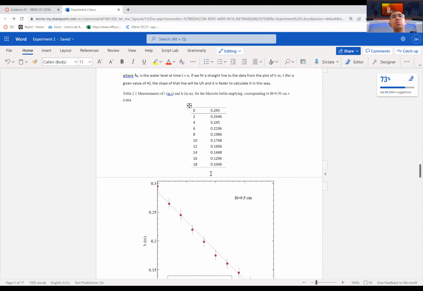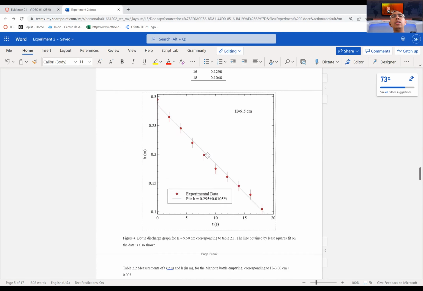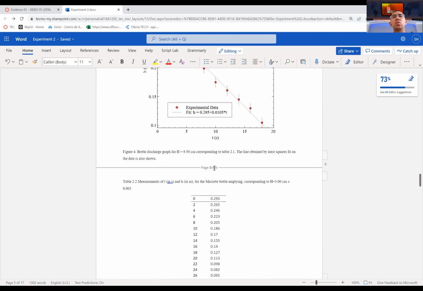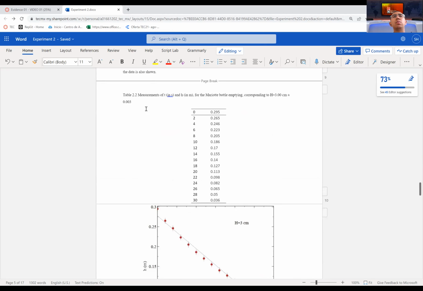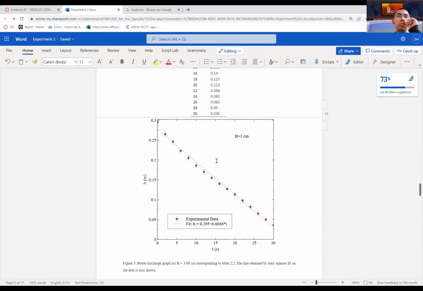Right here we have our table 2.1, that is the measurement with H at 9.50, and its table with the line obtained by least squares. Right here we have table 2.2 with H equal to 3. As we can see right here, if H is less, we are going to have more data to work with, as you can see. So we have our table 2.2 and its table.